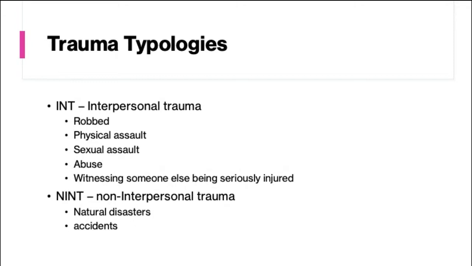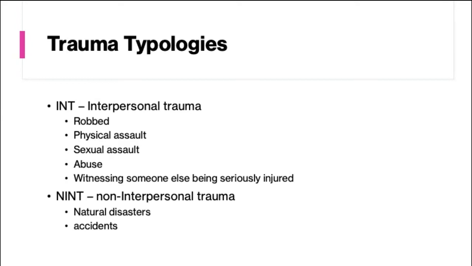I also want us to understand the typologies of trauma. Two major types: interpersonal and non-interpersonal. Interpersonal types of trauma are types of trauma where relational types of events are occurring. So being robbed by someone, being physically or sexually assaulted by someone, abuse, interpersonal violence, domestic violence, child abuse, those types of things are interpersonal traumas. And also witnessing someone else being seriously injured, abused, or assaulted, that is an interpersonal trauma itself.